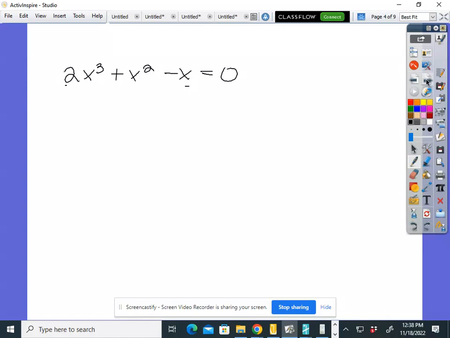Alright, the next one. 2x cubed plus x squared minus x. Look at the problem, see if there's anything you can factor out first. These all have at least how many x's? Answer is 1, so we can take 1 out. So we're left with x, parentheses, 2x squared plus x minus 1. x divided by x gives me 1.